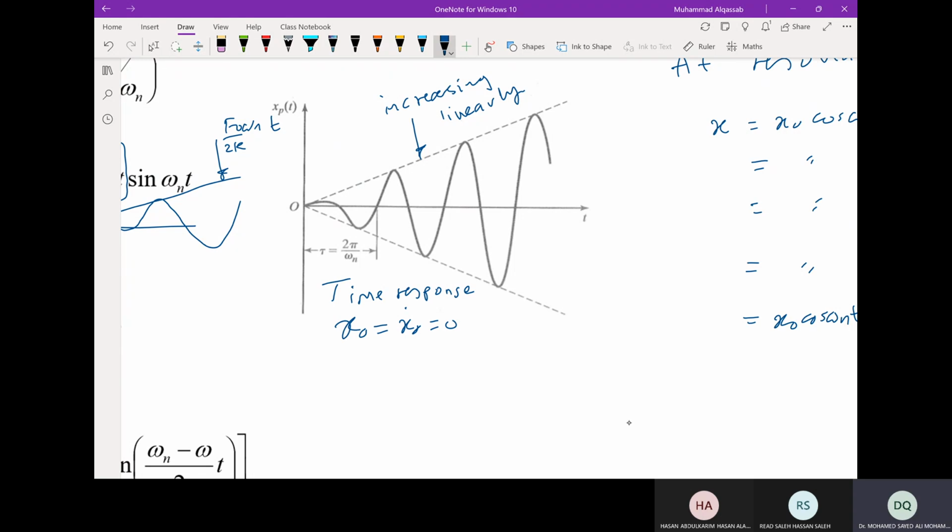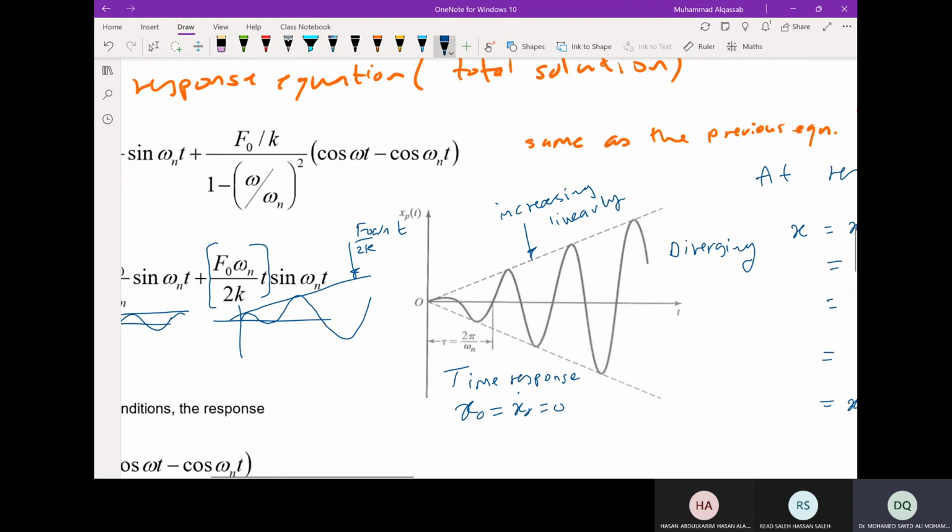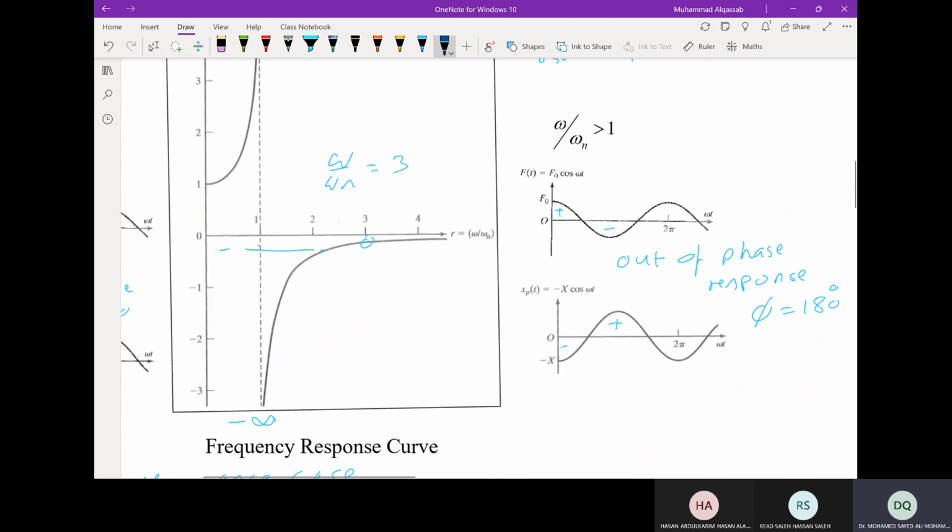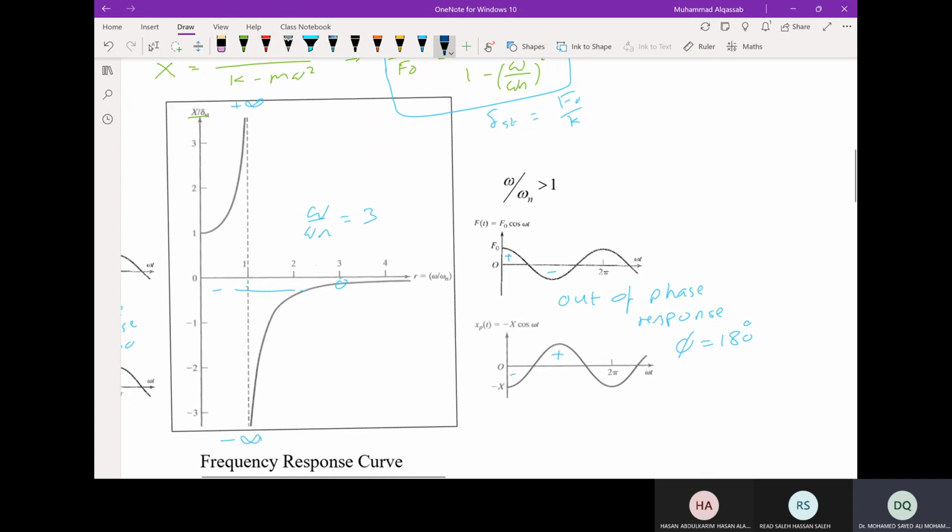And there is no bound. This is diverging, which means there is no limit. So it is increasing without bound, and it will reach infinity. That is what the frequency response is suggesting. If we go back to the frequency response curve, at omega equal to omega n, the amplitude ratio, or the amplitude, is going to infinity. Okay, but it does not tell you when.